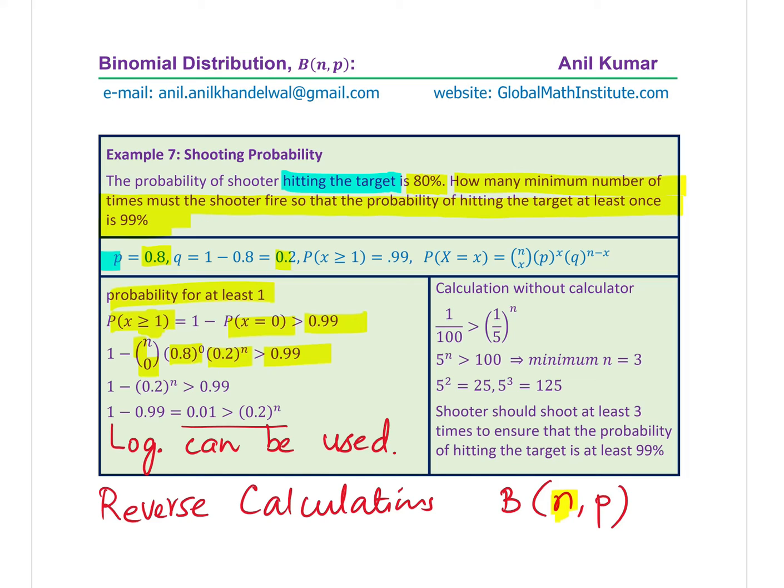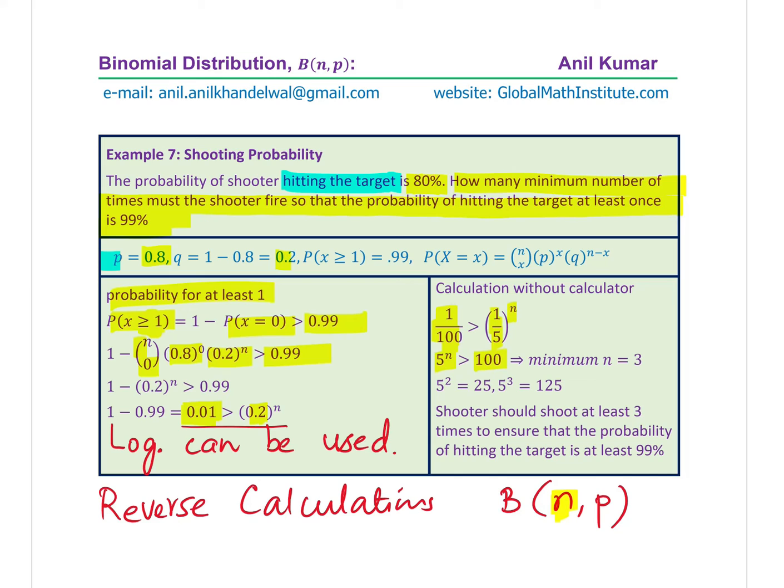Now, we will do it without a calculator. So 0.01, see how it has been done. 0.01 is 1 over 100, correct? And 0.2 is 1 over 5. So we converted these decimals to fractions. Yeah, some students are scared of fractions, but fractions really simplify to the power of n. Now, cross multiply kind of, right? These are all positive numbers, so you could cross multiply. So 5 to the power of n should be greater than 100, right?